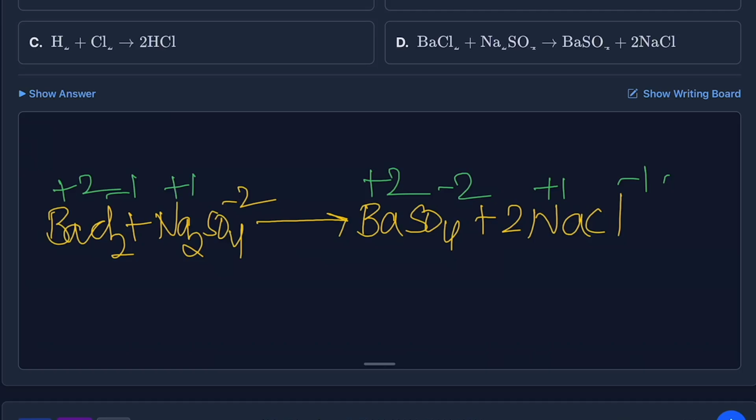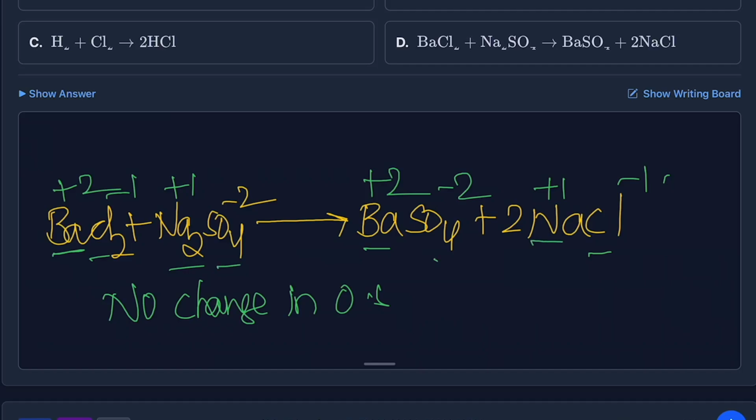So here, if you can see, there is no change going from BaCl2 to BaSO4, that is plus 2, minus 1, and Na2SO4 also plus 1, minus 2. So there is no change in the oxidation state. It is not a redox reaction. Barium plus 2 and plus 2, chlorine minus 1 and minus 1, sodium plus 1 and plus 1, SO4 minus 2 and minus 2, so there is no change in the oxidation state.